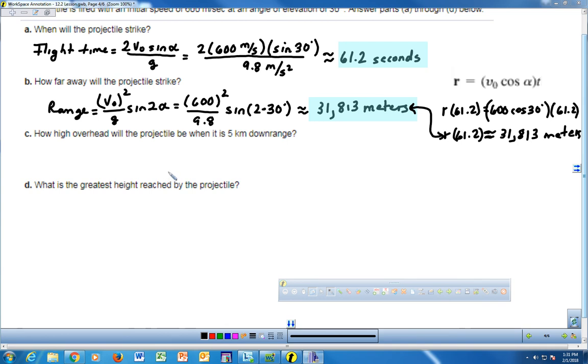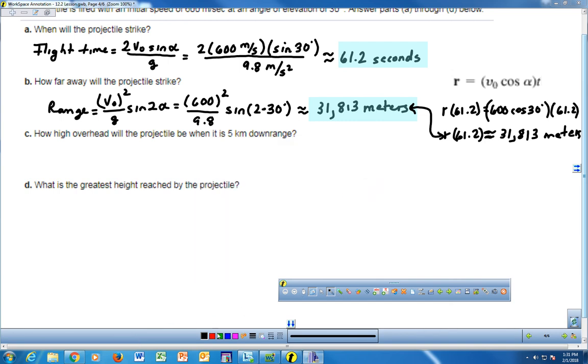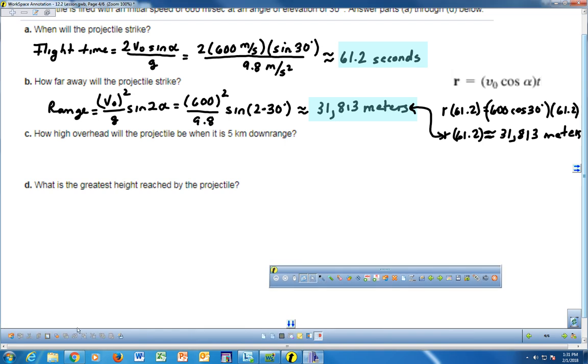Okay. Now, C, it says, how high overhead will the projectile be when it is 5 kilometers downrange? What does that mean? When the horizontal distance is 5 kilometers. Okay, so how high will the object be when the horizontal distance is at 5 kilometers? What we need to do is go to the horizontal distance formula that we have right here. We can use that one. Okay, let me just put it here. Same formula, horizontal distance.